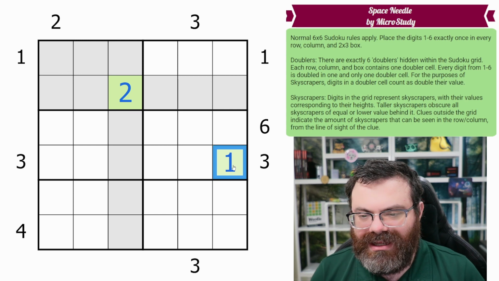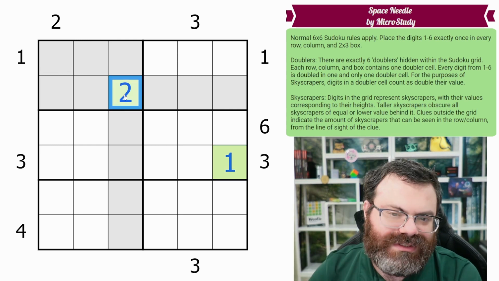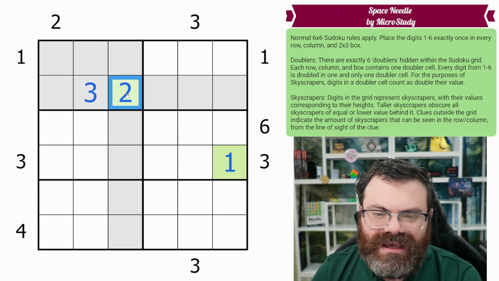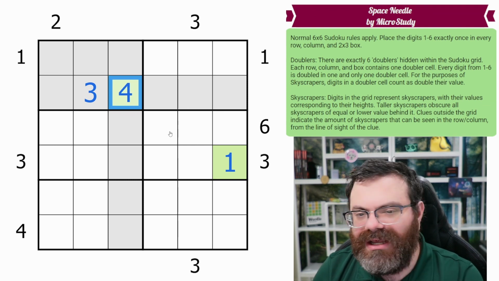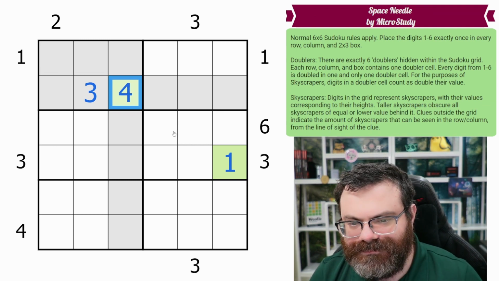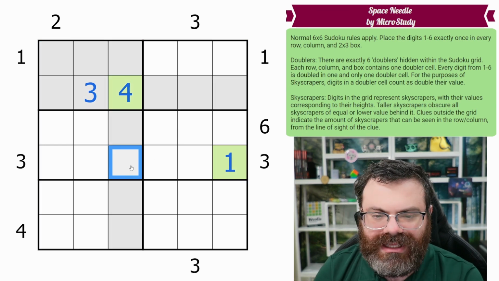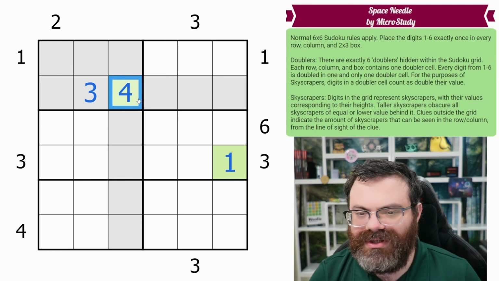All right. Additionally, the value of a doubler cell is doubled. So normally the value of a cell is just the digit that's in it. So this would have a value of 3. But the value of this cell is 4 because we have to double the 2. If this was a 4, we double it, it would have a value of 8. That's for the purposes of skyscrapers only, not for Sudoku. I can't repeat the 4 in the column, even though this one's doubled. Sudoku doesn't care about that.